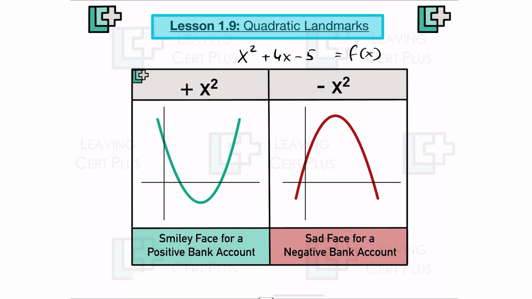Now I know the shape of this is going to be a smiley face, and the reason for that is because this is a positive x squared. So positive x squared leads to a smiley face. You want to think, I have a positive bank account, I'm happy. Now, if you had a negative x squared, or you could have something like minus 3x squared, once the number before the x squared is negative, it's going to be a sad face. So negative bank account, you're sad. Positive bank account, you're happy. And that determines the shape of the graph.